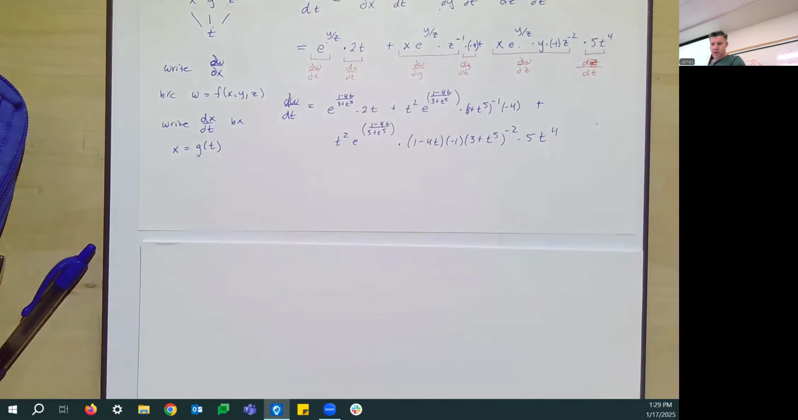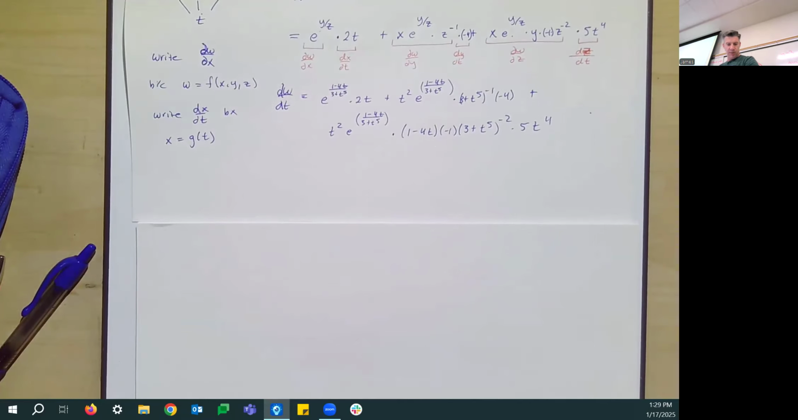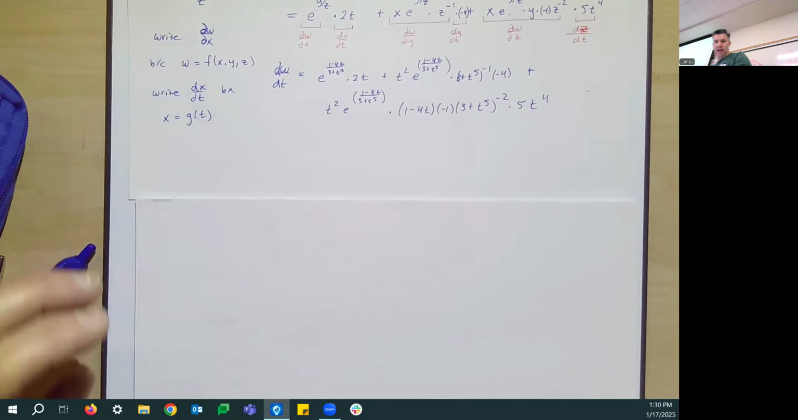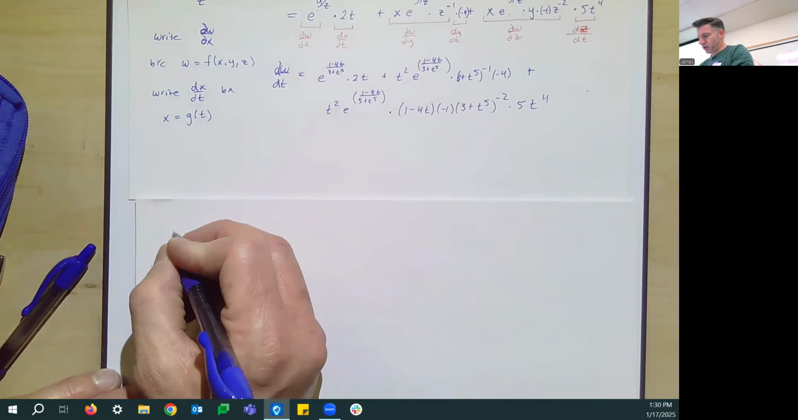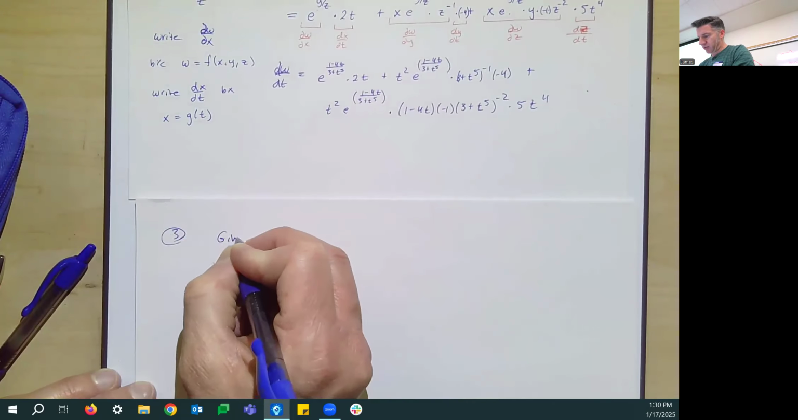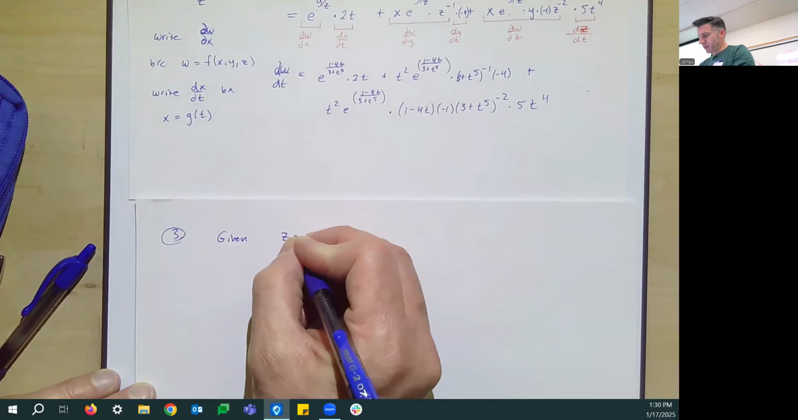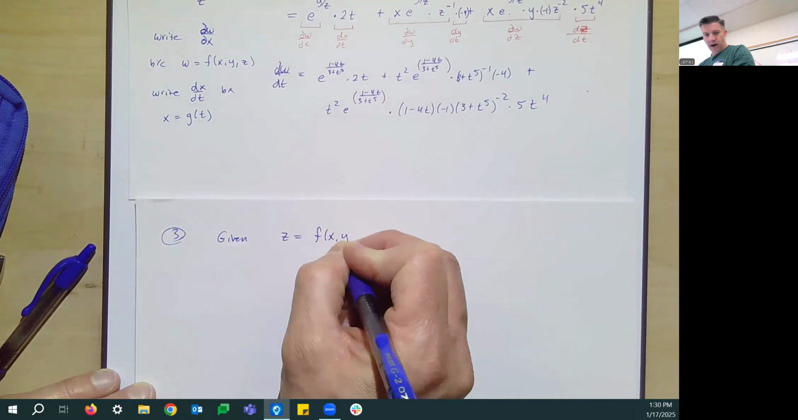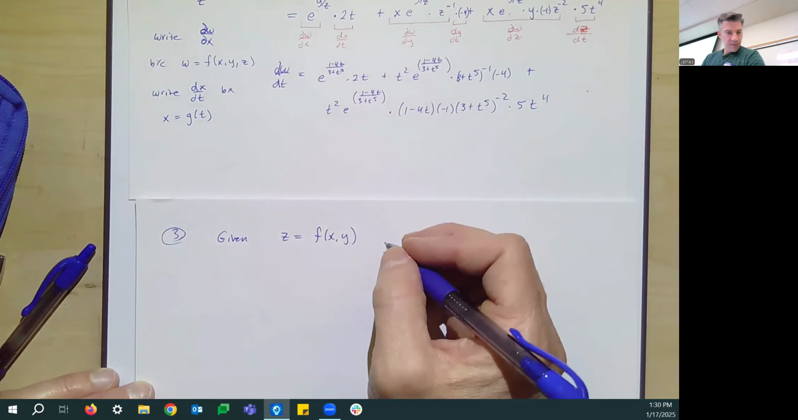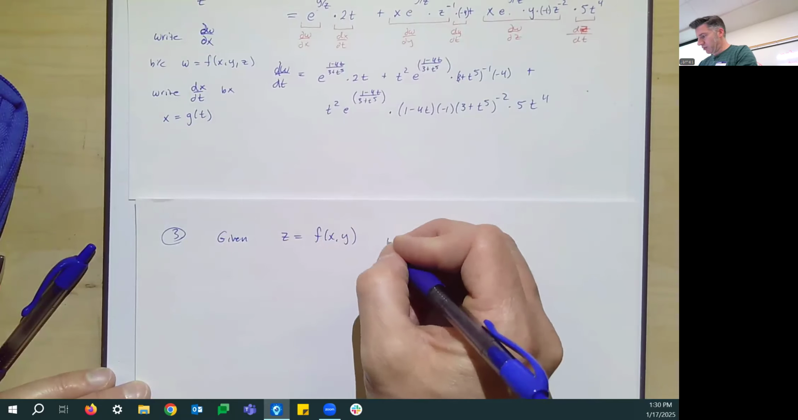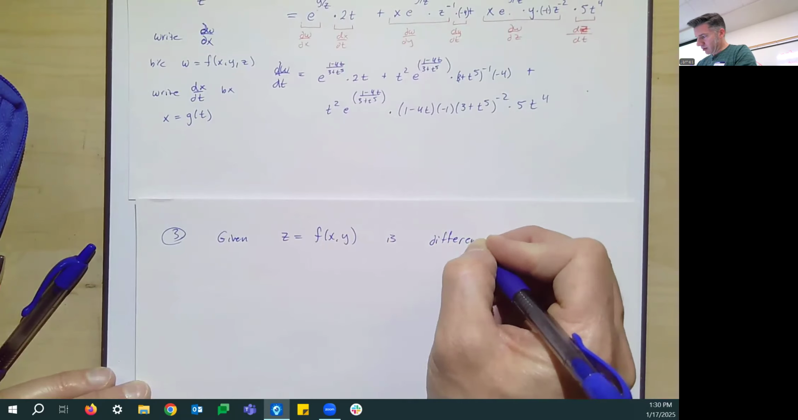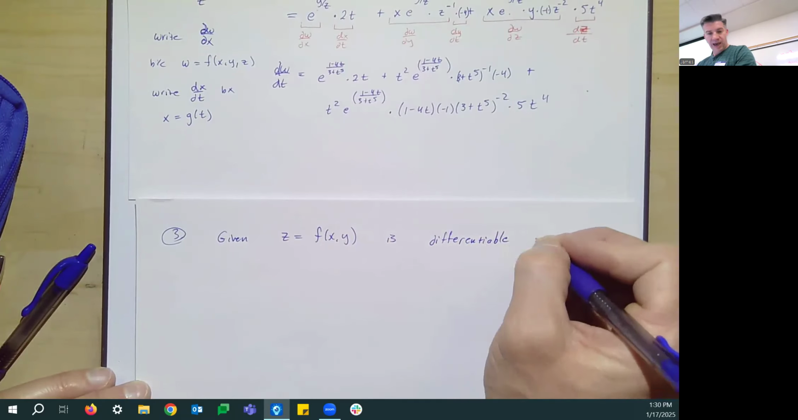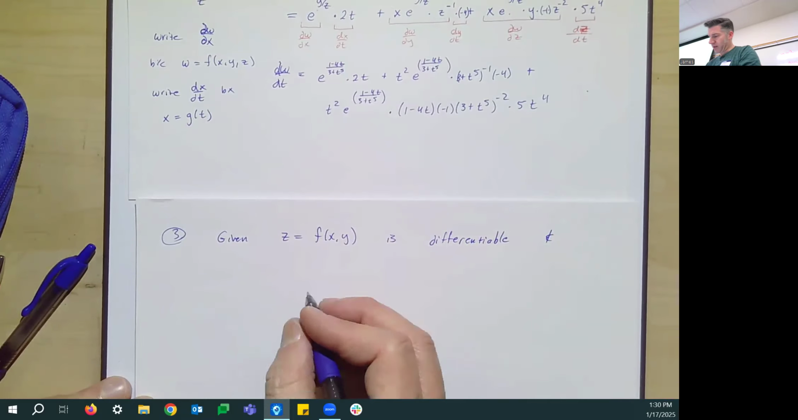So this next question, I think, is more of an example of a question that comes up kind of in web work problems, but I could see it being asked as like an exam question. So we'll give ourselves one of these. So let's look at this problem. We're going to be given the following situation. Given that z is equal to f of x comma y is differentiable. This means we can take its derivatives. And we're given the following.